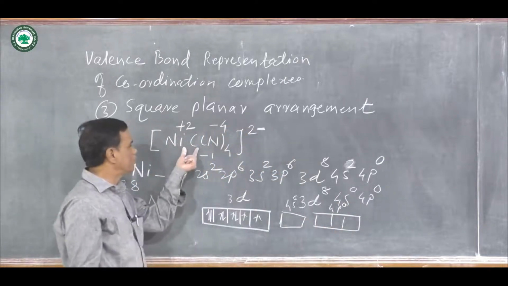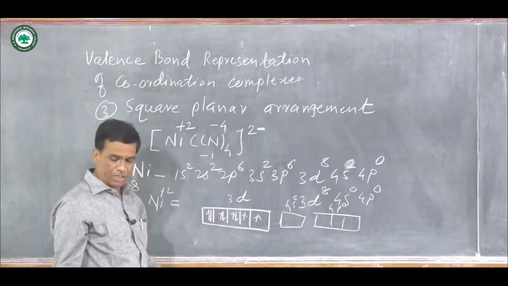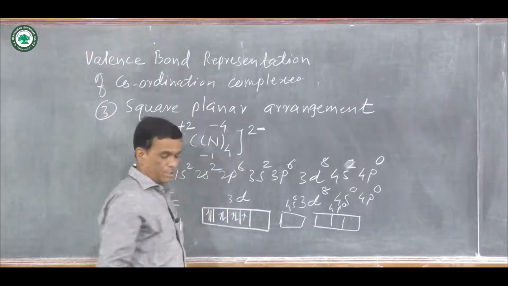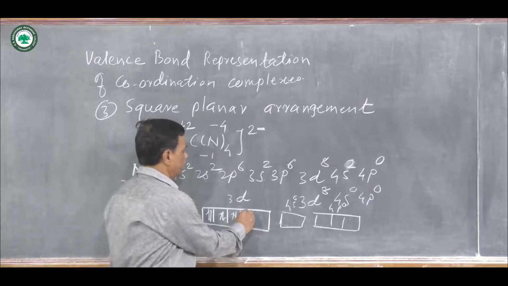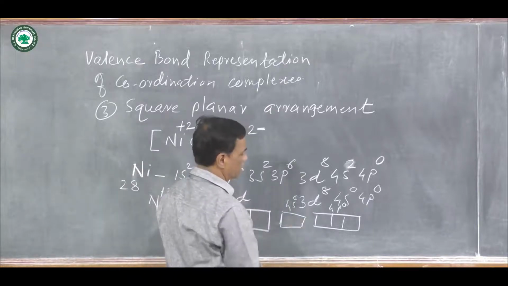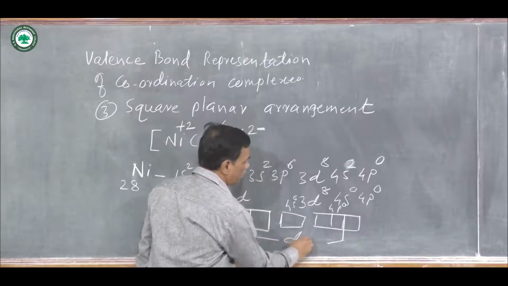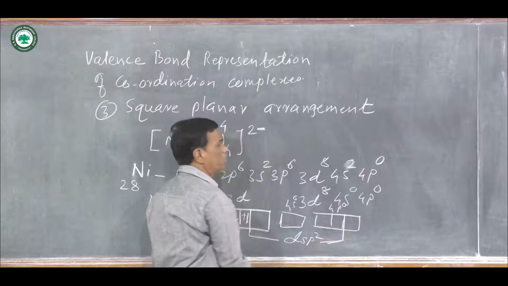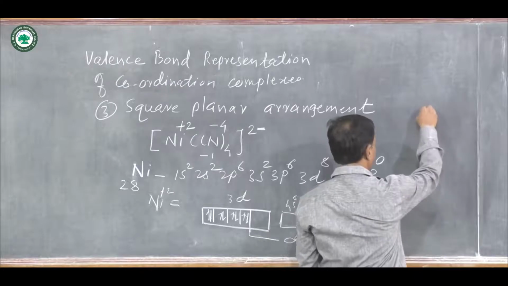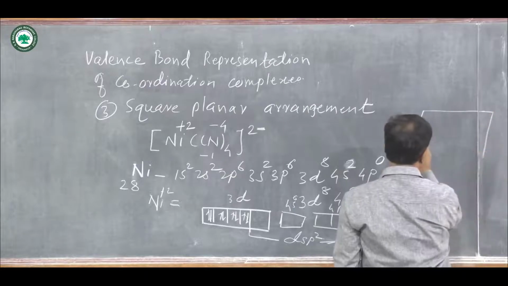When there is a formation of the Ni(CN)4 2 minus complex ion, there is a rearrangement of electrons, and 1 electron from the last d orbital is promoted to pair up, and this empty 3d orbital, then 1 4s orbital and 2 4p orbitals combine, and there is a formation of dsp2, 4 equivalent hybrid orbitals. These 4 equivalent hybrid orbitals are represented here as a square planar structure.